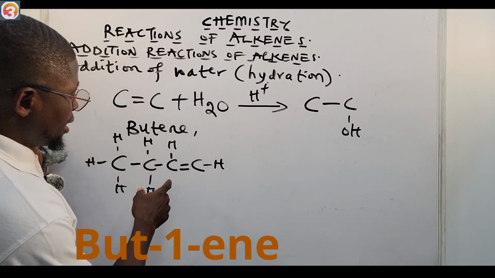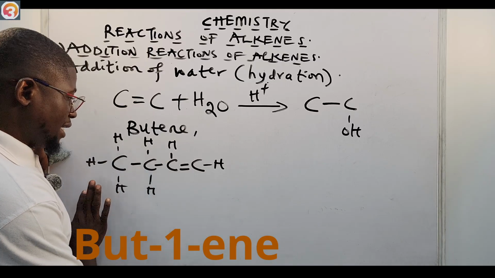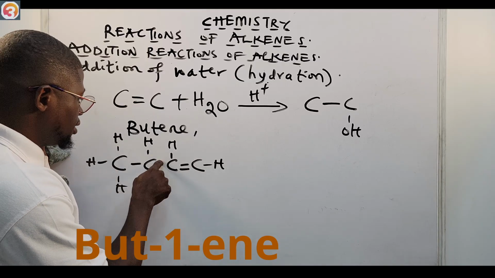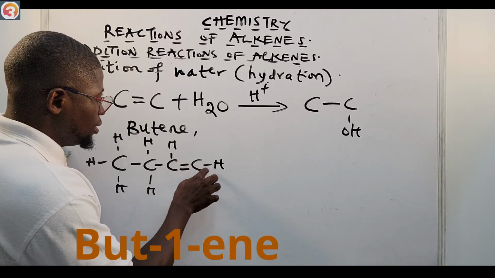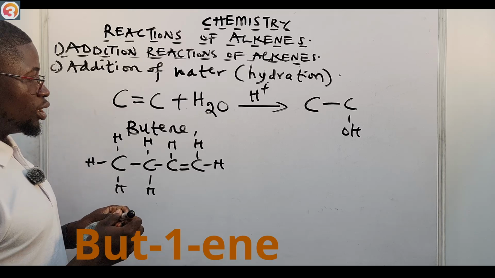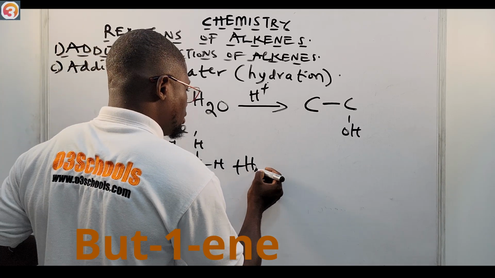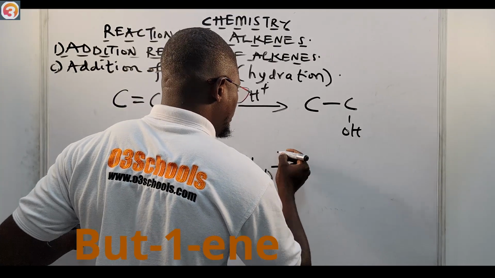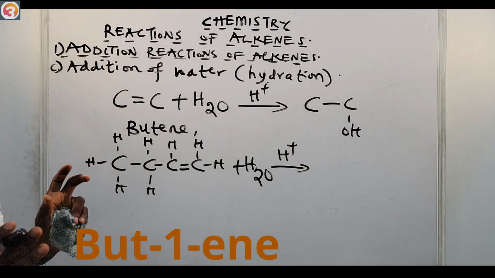Let us check again whether we are correct. Sorry, here we need 1 more. This is 1, 2, 3, 4. This carbon atom is satisfied. 1, 2, 3, 4 is satisfied. 1, 2, 3, 4 is satisfied. 1, 2, 3. We need 1 more here to make it complete. All right, so this is our butene, reacting with water, which is H2O, in the presence of hydrogen ion. So you see, it's very, very easy. You see the way we are going gingerly.